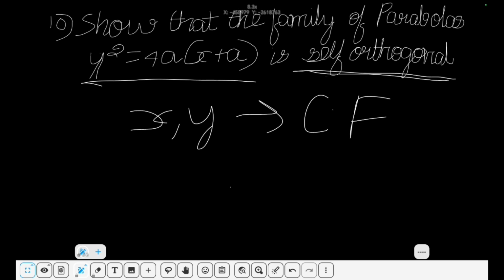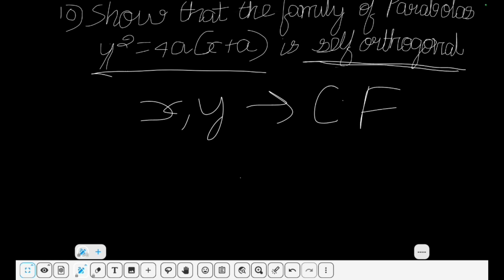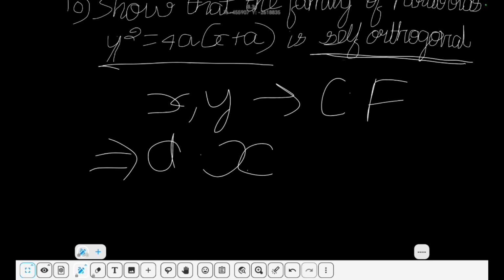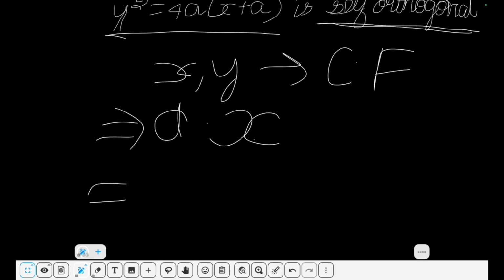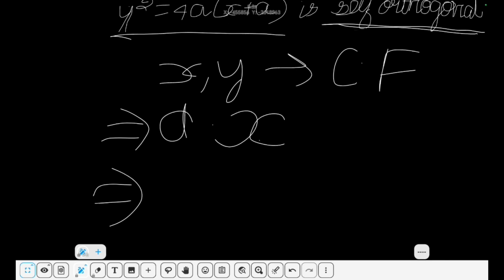Now in order to solve this type of problem, we do it in 4 steps. First step is differentiation with respect to x. Second step is to find the value of a.